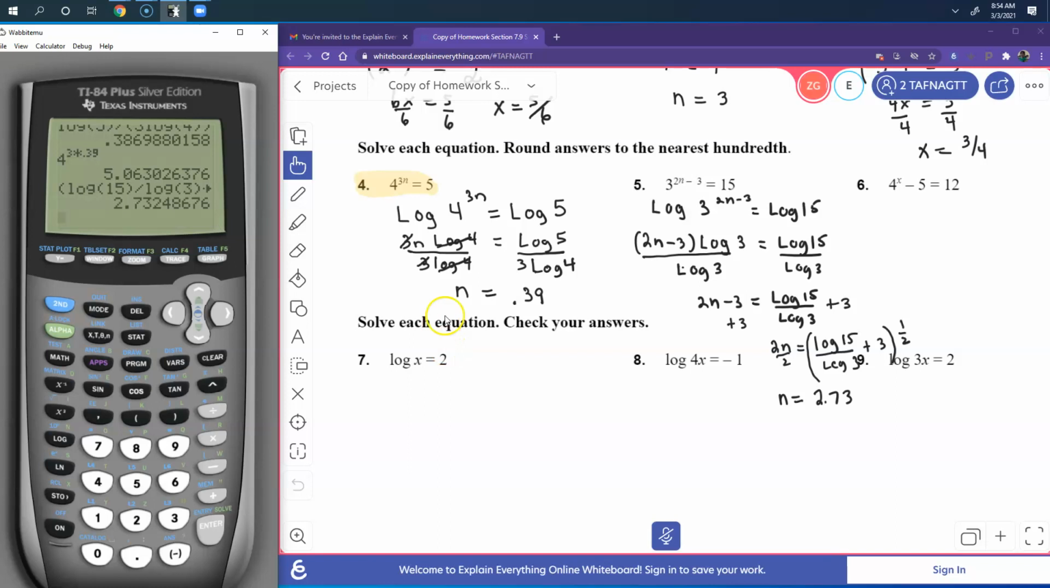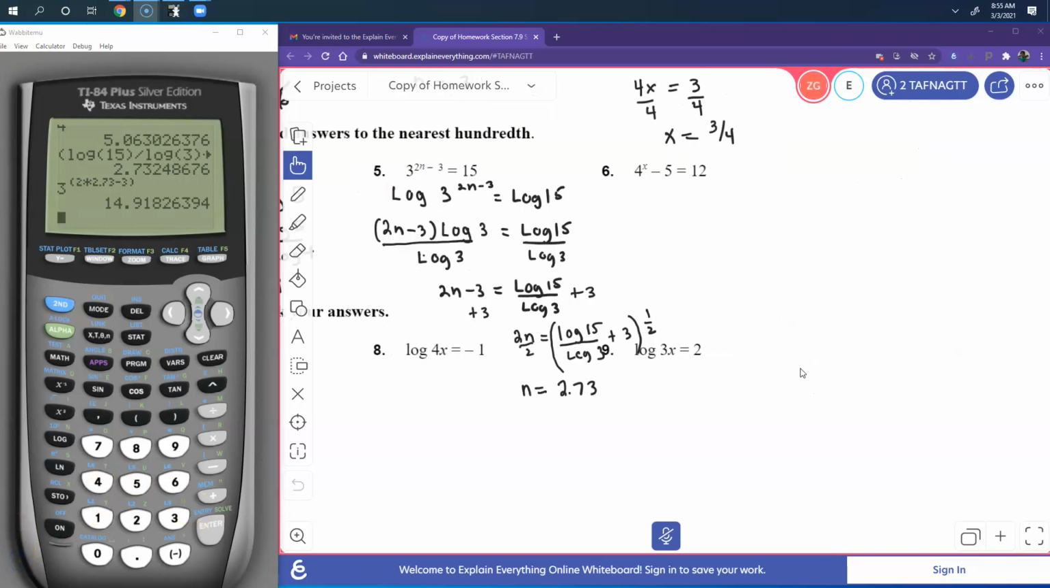If you want to check it, all you have to do is type it into the calculator. 3 to the power, you got parentheses, 2 times 2.73 minus 3, close parentheses, and you should get close to 15. 14.9, that's close enough. I went ahead and moved the screen since I was losing space.